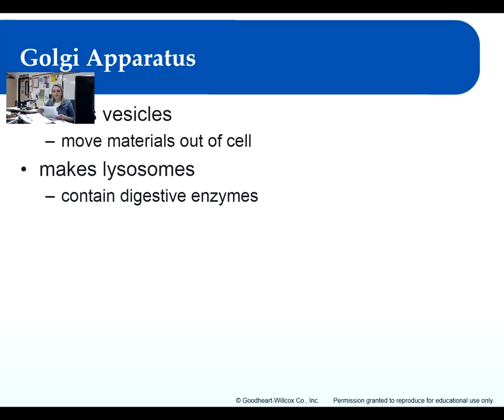Okay, the Golgi apparatus. This actually just makes vesicles, and vesicles are like little storage bubbles within the cell, the cytoplasm, and they move materials out of the cell. They can also make more membrane, like I talked about with exocytosis, so they can make more membrane and be fused. They can carry proteins, they can carry hormones if they need to, whatever they need to carry, they can.